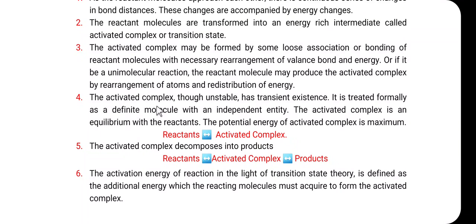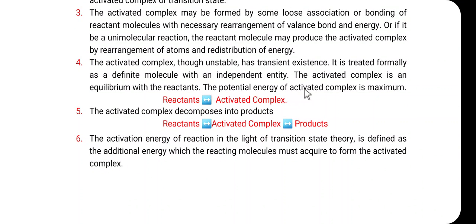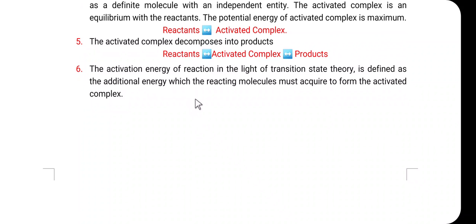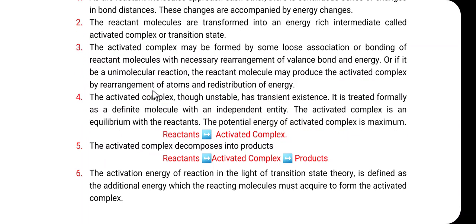Number four, the activated complex is unstable and has a transient existence. It is in equilibrium with the reactants, and the potential energy of the activated complex is maximum. The activated complex finally decomposes into the products. So the reactant is in equilibrium with the activated complex, and the activated complex finally decomposes into the products. And the last one: the activation energy of the reaction, in the light of transition state theory, is defined as the additional energy which the reactant molecules must acquire to form the activated complex. These are the postulates of the transition state theory.